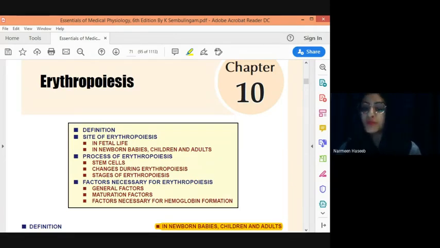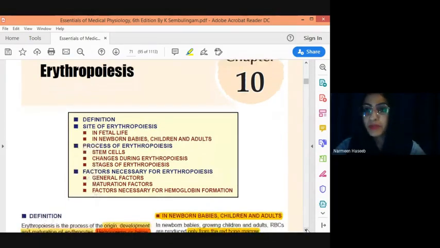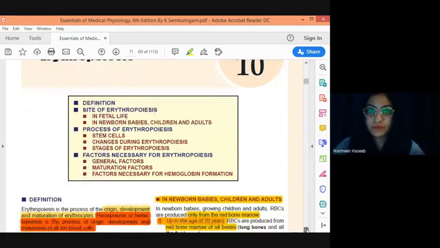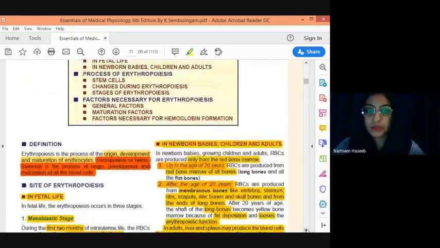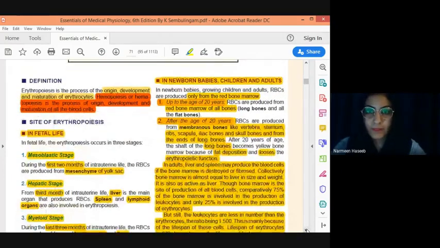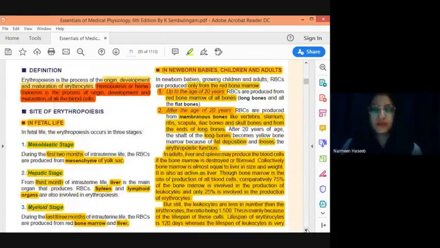So let's move towards today's lecture, which is about erythropoiesis. Whenever you are listening to these lectures, the book should be in front of you, and you need to underline and highlight all the points which we are discussing in this online class. So let's start.